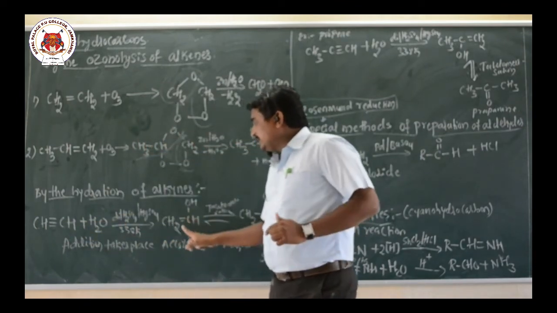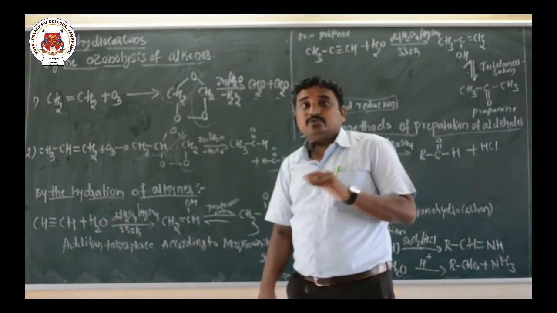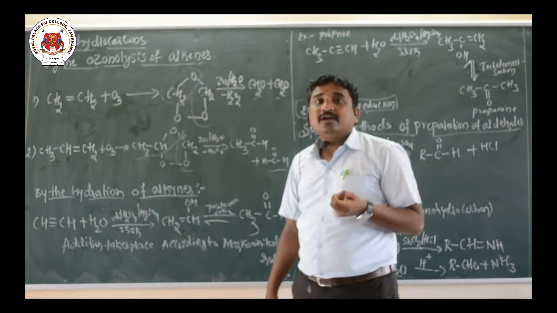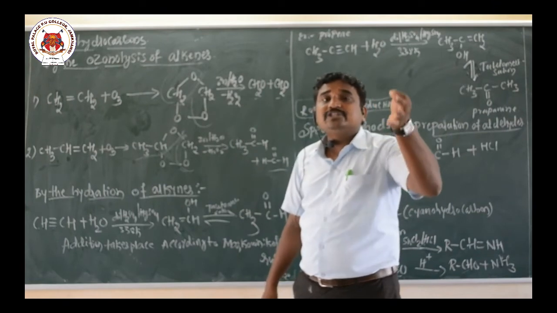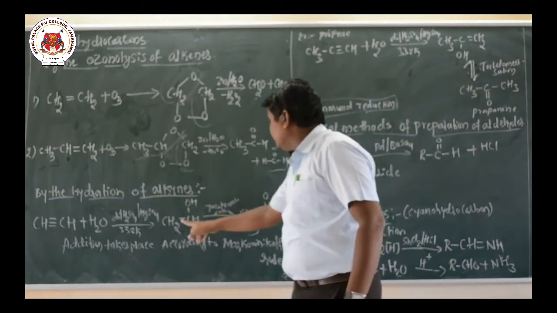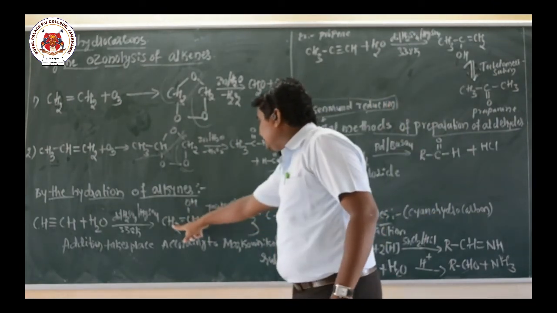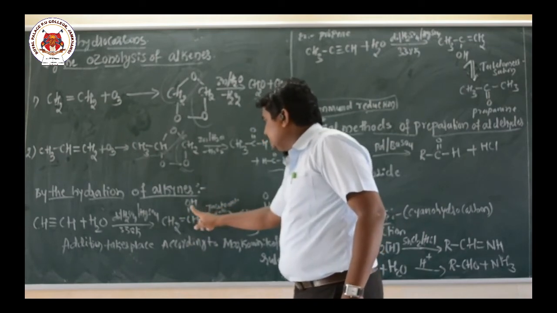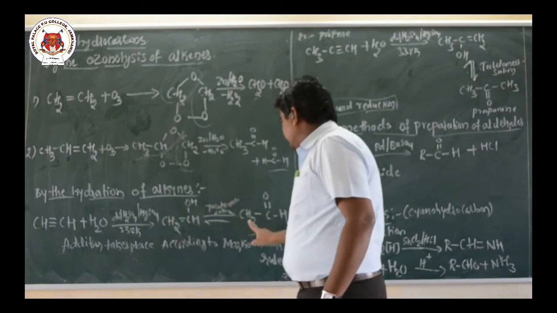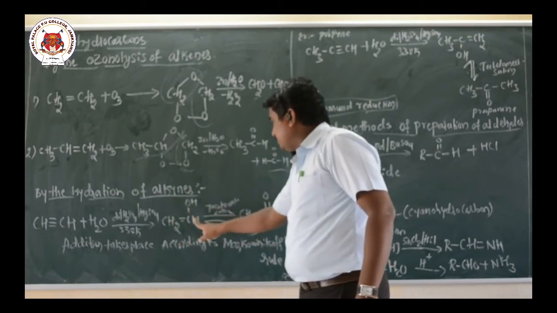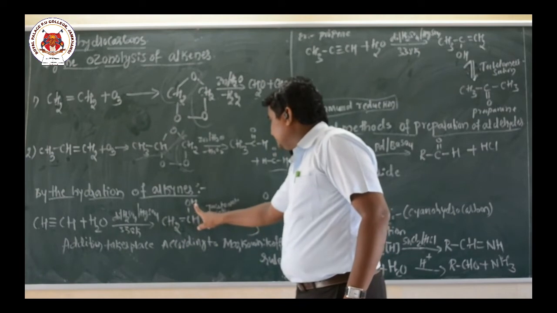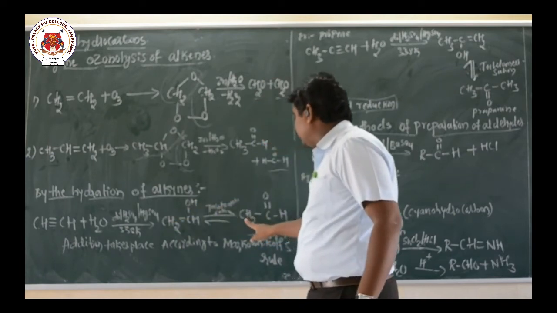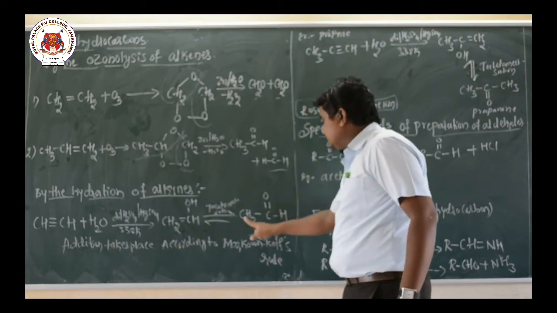Next, this compound undergoes tautomerization. Tautomerization means compounds having the same molecular formula, the only difference being the position of hydrogen atoms. So after this, CH2 becomes CH3, hence CH3 single bond C double bond O, H. The position of hydrogen is changed. This hydrogen adds here, so that becomes CH3CHO. So this is ethanal.